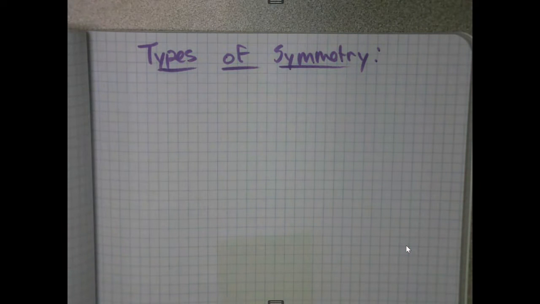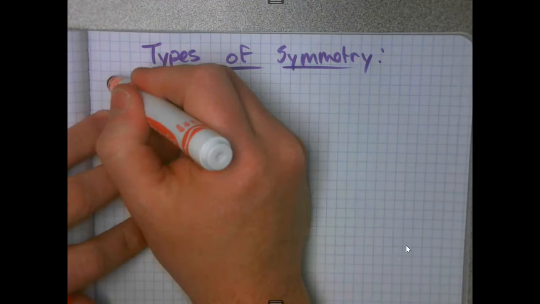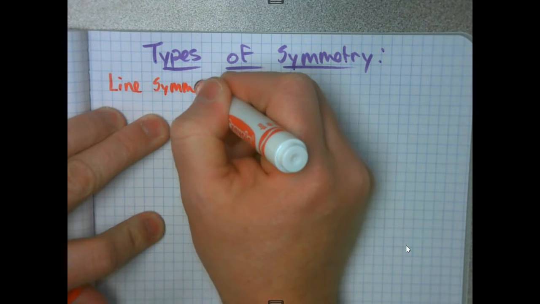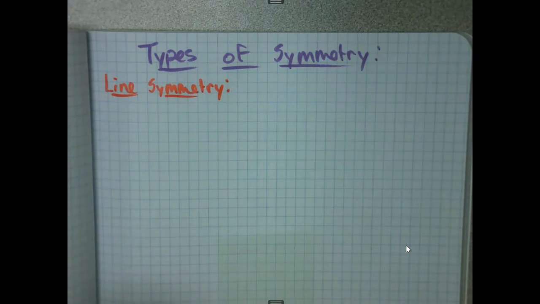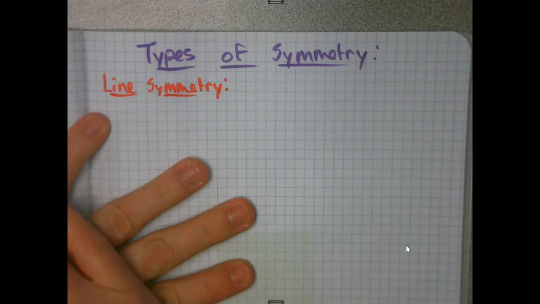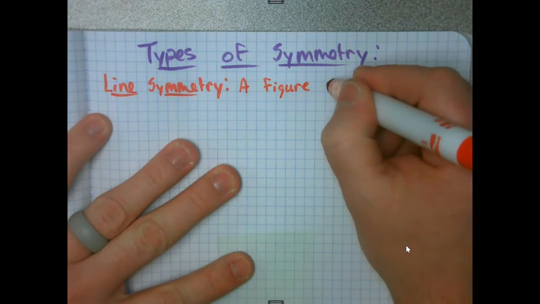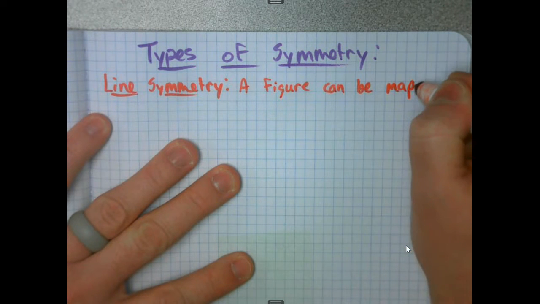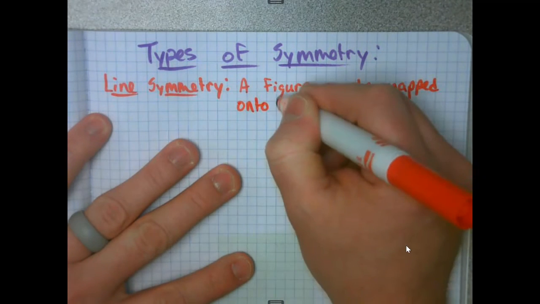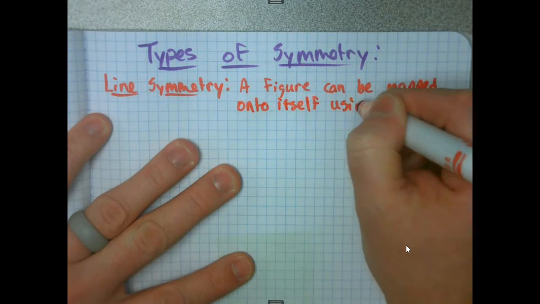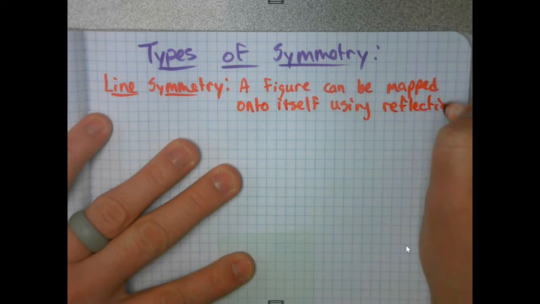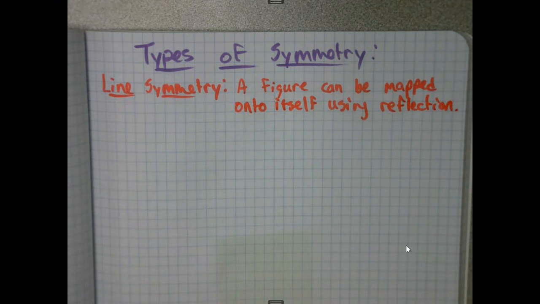There are two types of symmetry that we're going to talk about. Number one is line symmetry. Our line symmetry comes from reflections, which we just talked about. So line symmetry is when a figure can be mapped onto itself using reflection. If we go back to the reflection lesson, we can see that I have that line of reflection, or that line of symmetry, where everything on one side is equal distance to the stuff on the other side.